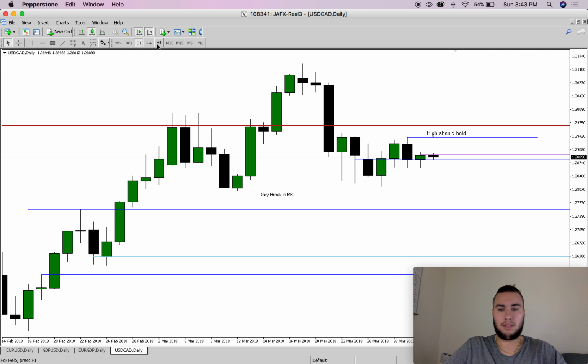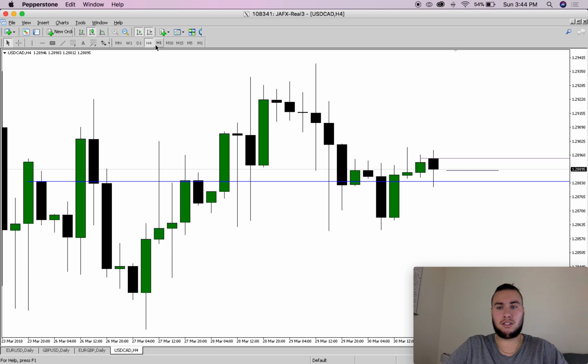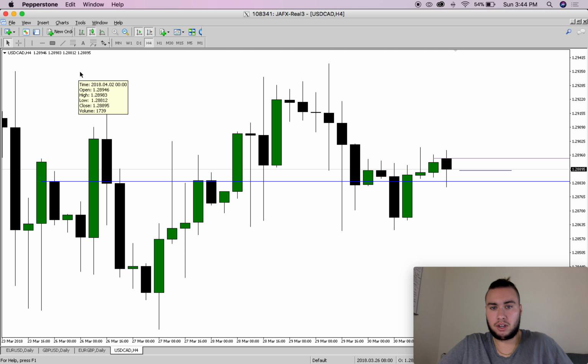And let me just take a look at an hourly time frame. Oh, and this high right here, I'd like to see this hold. So for further downside expansion, I want to see this high hold. So that's about 50 pips. So yeah, I'd like to see that hold for further weakness.